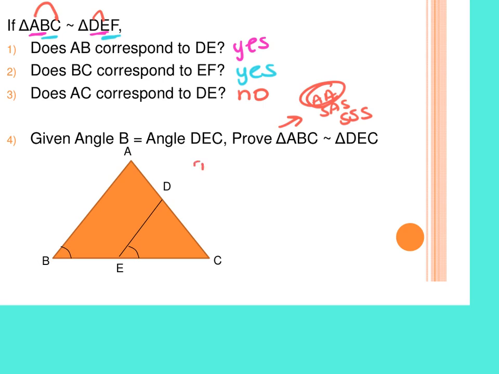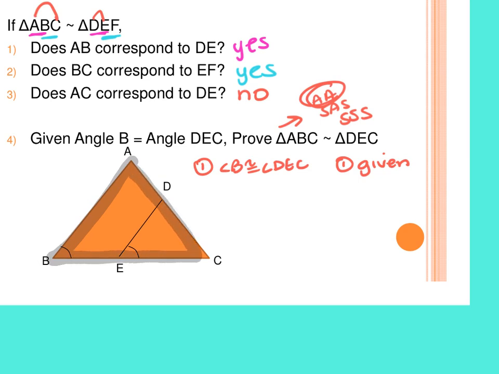They already gave me the first one, which is that angle B is congruent to DEC, and that's what's marked. Now I need one more angle to prove that ABC, which is this big triangle, is similar to DEC, which is the small triangle. So what's in there that you see that we haven't used yet? Good. What would it be if I said angle C equals angle C? Reflexive. Good.